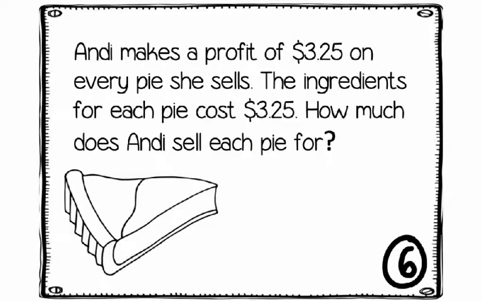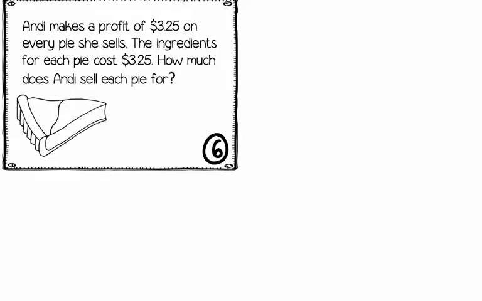Andy makes a profit of $3.25 on every pie she sells. The ingredients for each pie cost $3.25. How much does Andy sell each pie for? My first step is to look for what I know. So I know that she makes a profit of $3.25, and the ingredients cost $3.25 for each pie. So I know that her expenses are $3.25 because that's how much the ingredients cost.